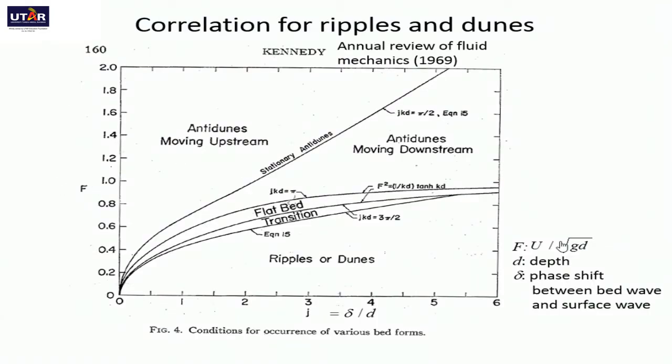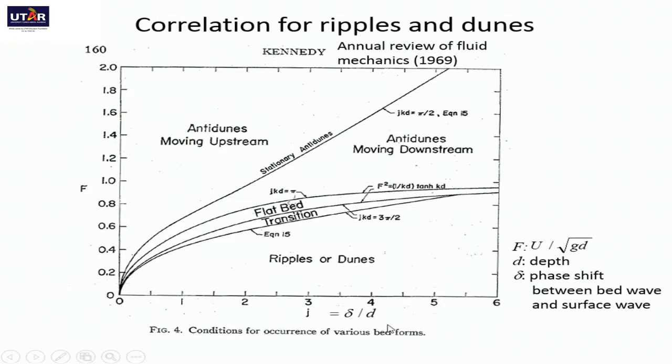Now, there is a correlation for the occurrence of ripples, dunes, and anti-dunes. This graph shows a correlation given by Kennedy. It correlates the occurrence of ripples, dunes, and anti-dunes by the Froude number F on the vertical axis and the wave height delta divided by the depth d.